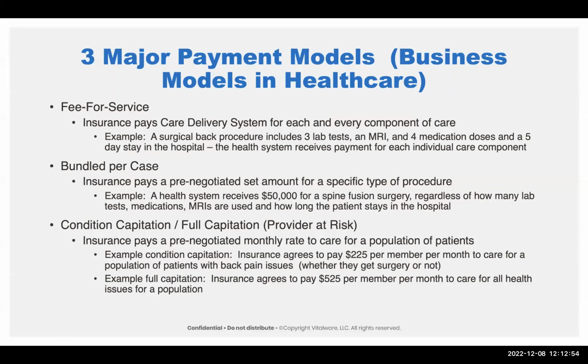Our ideal state, capitation, started in the 1980s and then fell by the wayside again culturally. Insurance will pay a pre-negotiated monthly rate for care of the population of patients. Now, this means that the payer has to have risk. Otherwise, they're just going to be getting the benefit. So insurance agrees to pay $225 per member per month to a population of patients with back pain issues, whether they get the surgery or not. In full capitation, insurance pays $525 per month to care for all the issues within a population.